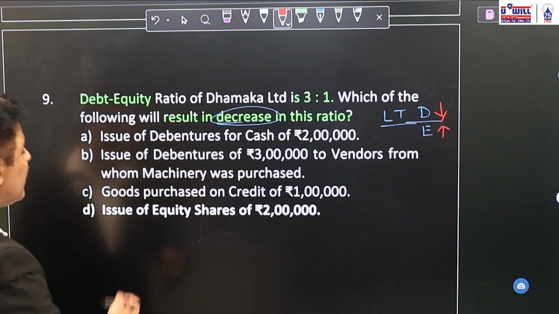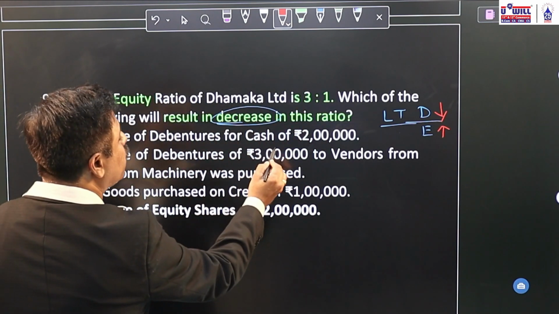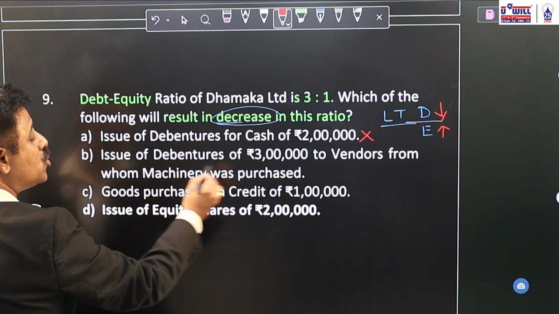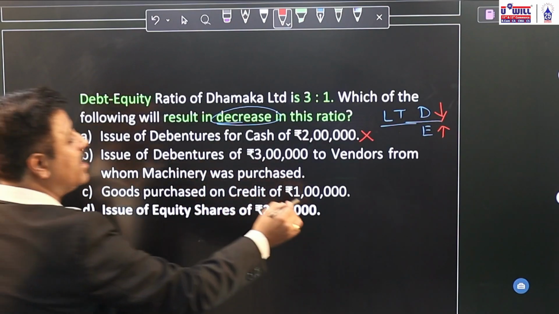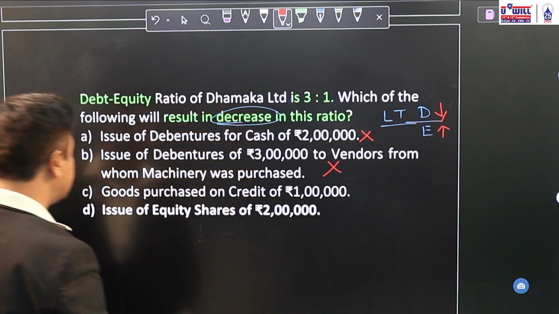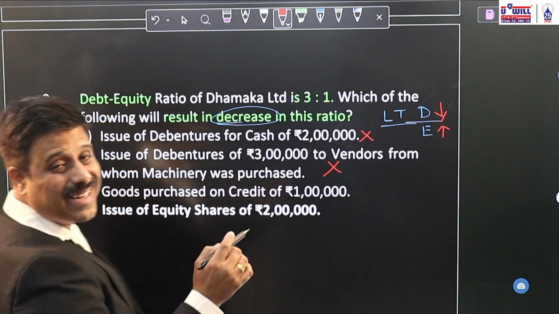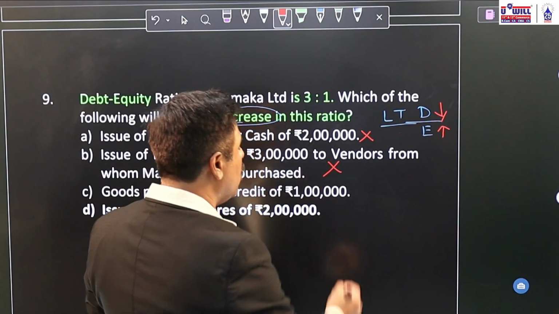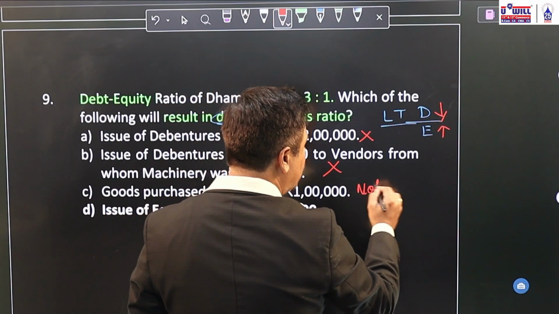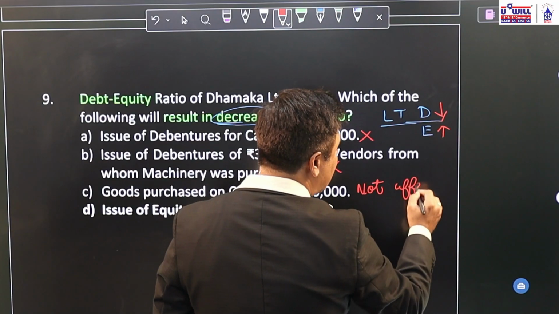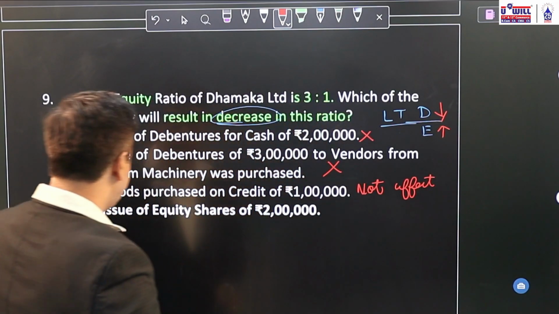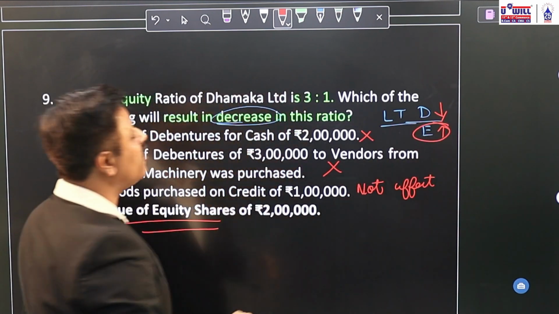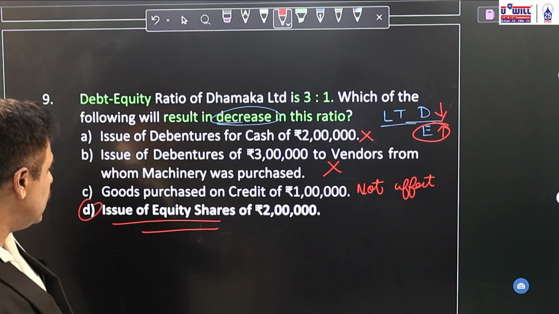Let's read and identify that. Issue of debentures for cash. So long-term debt will increase, it will not decrease. Issue of debentures to vendors. Issue of debentures means long-term debt will increase, it will not decrease. Goods purchased on credit will have no effect. Neither will it affect long-term debt nor will it affect equity. So it will have no effect. Okay. Issue of equity shares means equity will increase, and because of that debt to equity ratio will decrease.